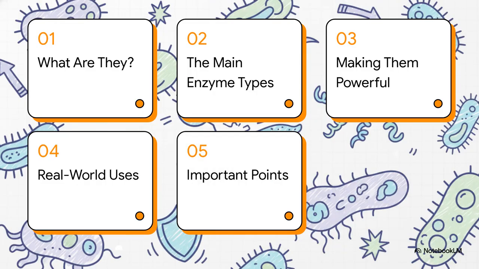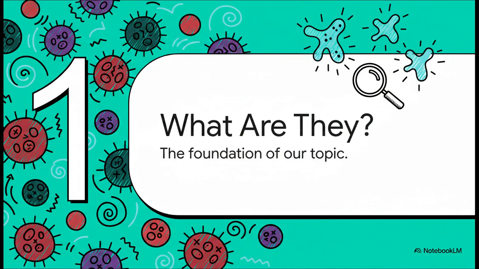So, here is our plan for today. First, we will start with the basics. What are these antibacterial enzymes? Then we will learn about the main types. After that, we will see how we can make these enzymes even stronger. Then, we will look at where they're used in real life. And finally, we will cover the important points that you must remember for your exams. Okay, let's begin with the first section.